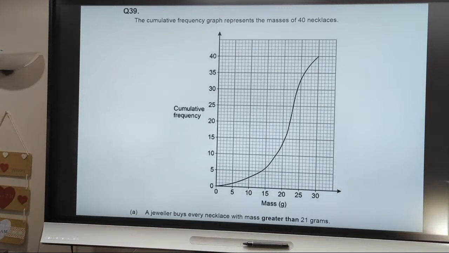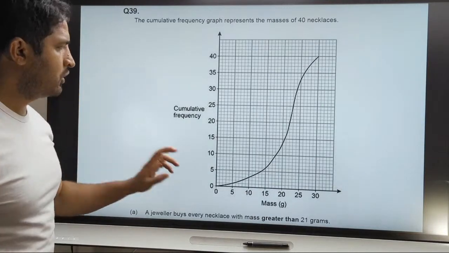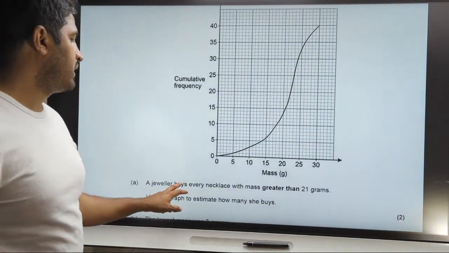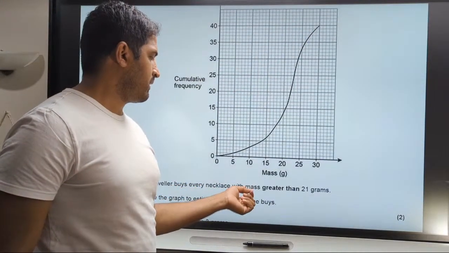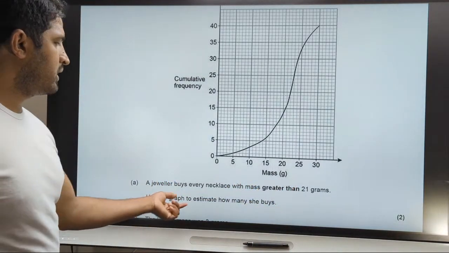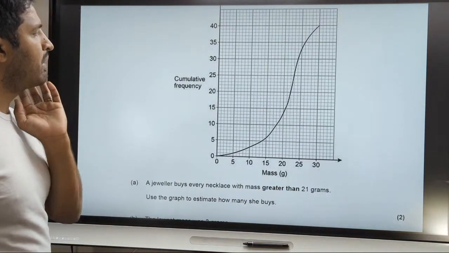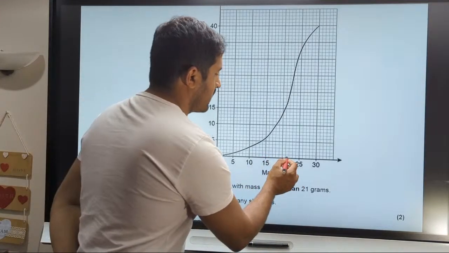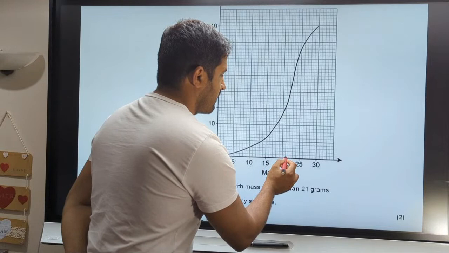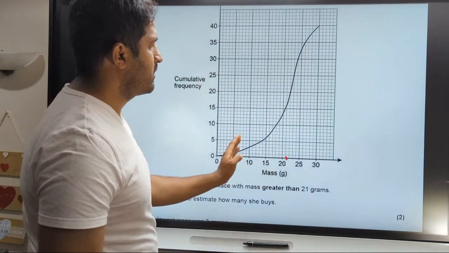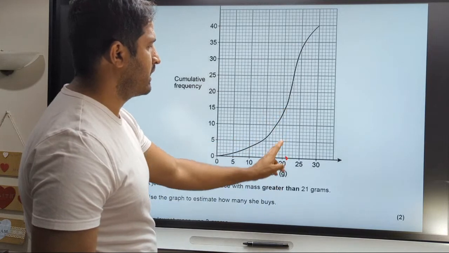Right, okay, so what we've got here is a cumulative frequency diagram. A jeweler buys every necklace with a mass greater than 21 grams. Use the graph to estimate how many the jeweler buys. So mass bigger than 21 will be here, anything from that point onward. But how many are under 21, I can count by looking at this graph here.